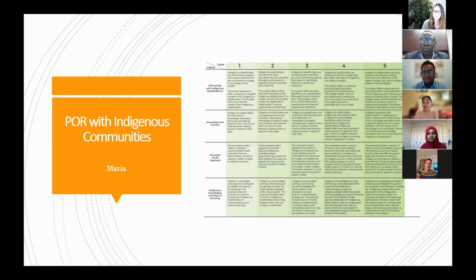So in this tool, there are 4 component areas: partnership with Indigenous stakeholders, knowledge into practice, strengths-based approach, and Indigenous knowledges or ways of knowing. So similar to the Portlet, the IRLET is scored on a scale of 1 to 5, and both of the tools can be used for one project.